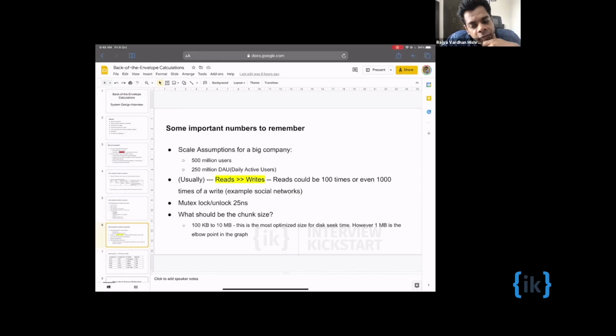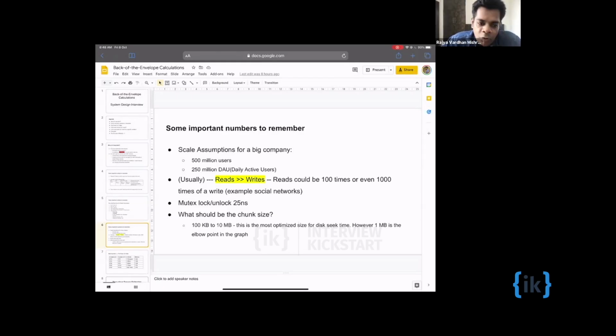Okay. Then in cases of Netflix or YouTube, where you upload a video or download a video in chunks, or even in some cases, like if you're designing an S3 kind of system, where you have to download a heavy document, what should be the chunk size? There have been a lot of studies and experiments around this. There are some good papers also. The bottom line observation is that the ideal chunk size is 100 KB to 10 MB.